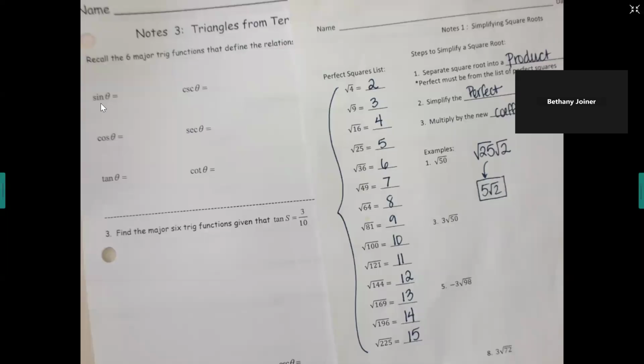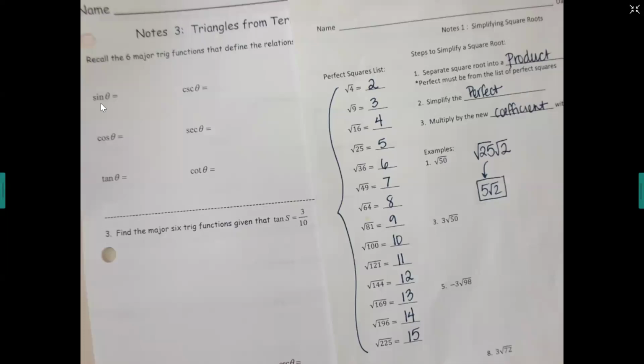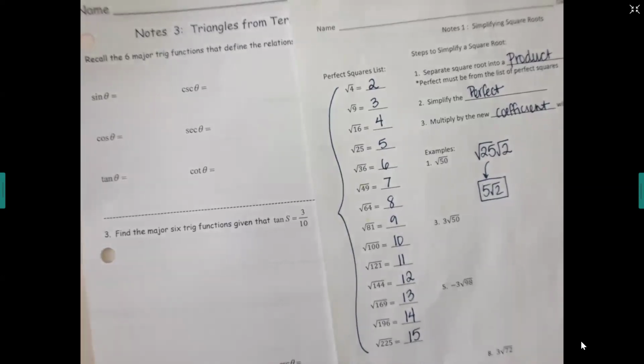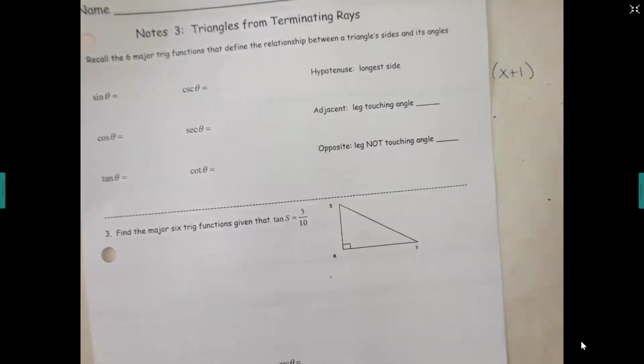All right. So here's the plan for today. Our notes today are very, very similar to the notes that we did last time with SOHCAHTOA. So hopefully our notes won't take very long and you'll have plenty of time to finish your Delta Math and then just kind of chill a little bit.